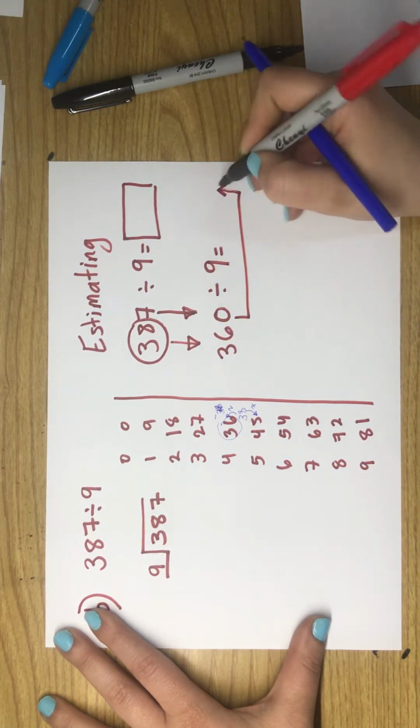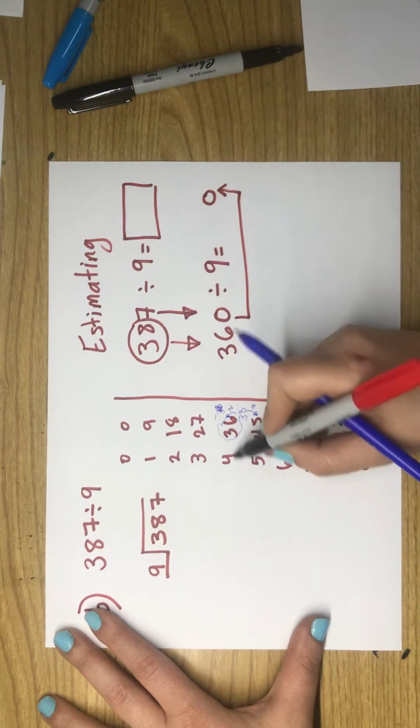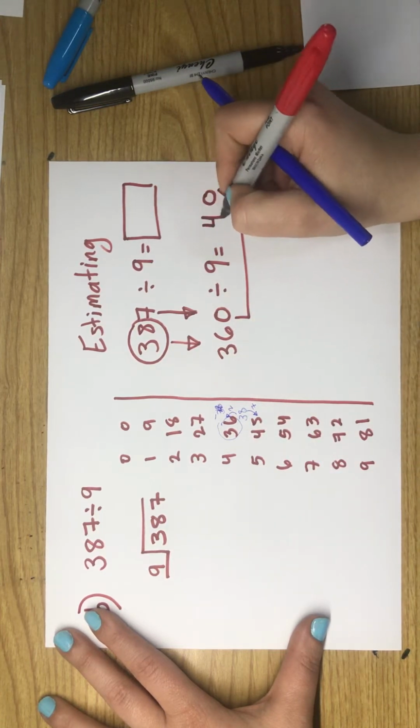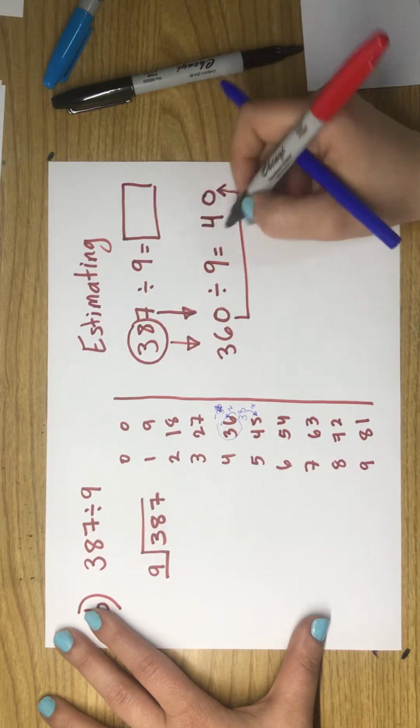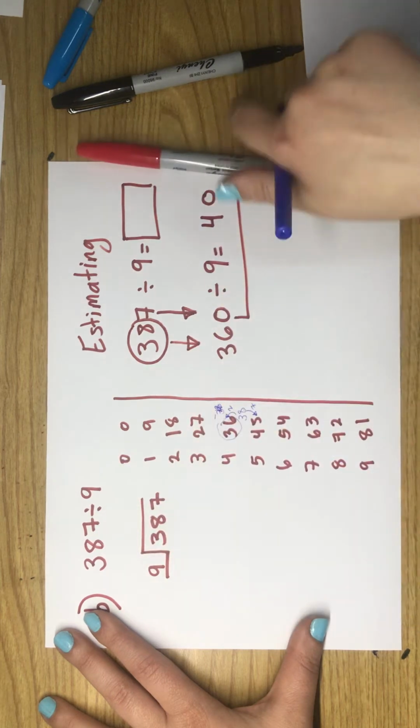Mentally, the 0 goes here. Now what number times 9 gives you 36, which is 4. So your answer is going to be around what? Around 40. Okay? Let's do the long division here and check our answer.